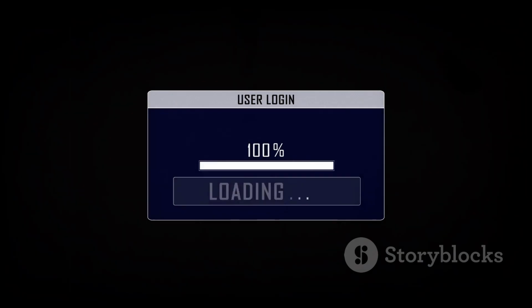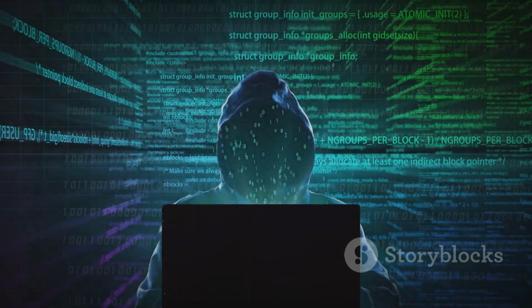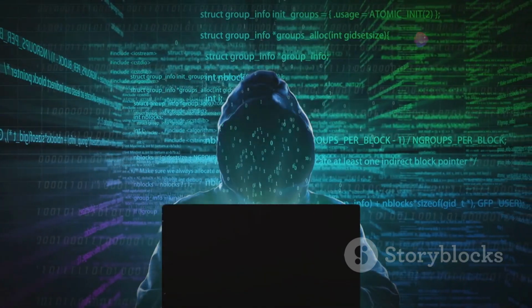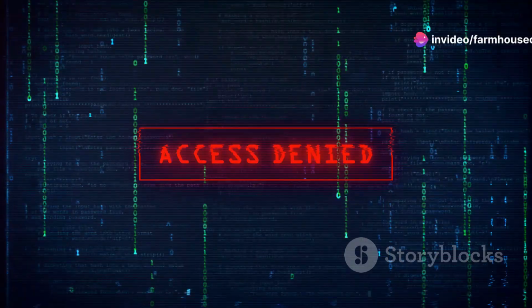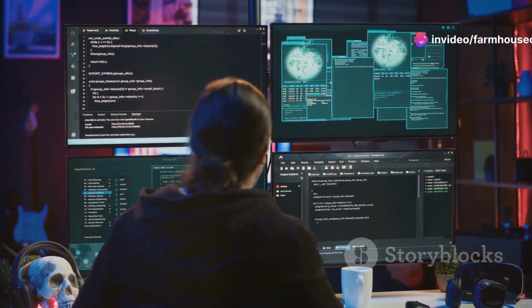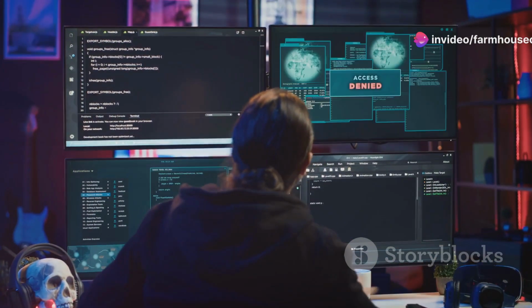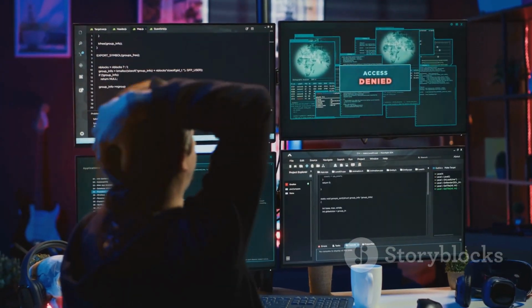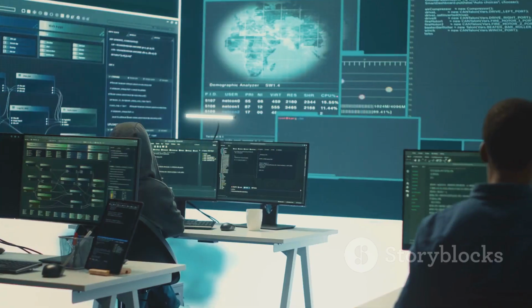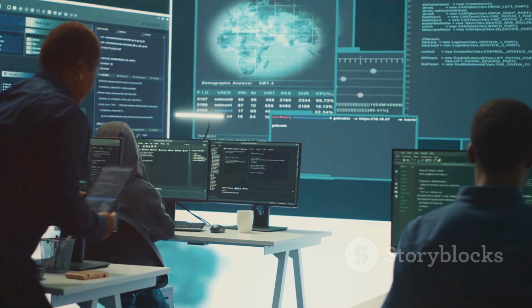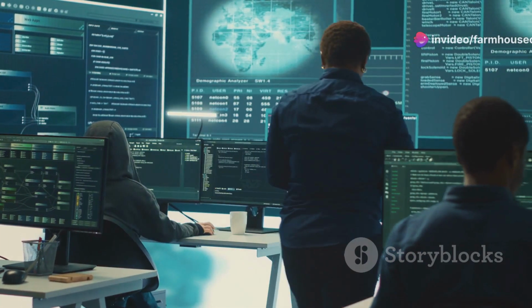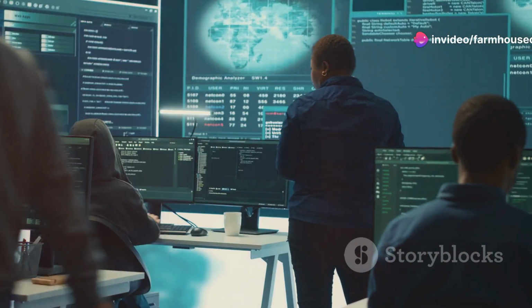Then, hackers can alter the data you send and receive, leading to misinformation or financial losses. And finally, they can block your access to websites or online services, causing disruption and frustration. The potential damage from ARP spoofing is significant, making it a serious security concern for individuals and organizations alike.